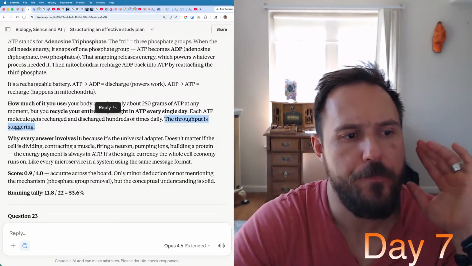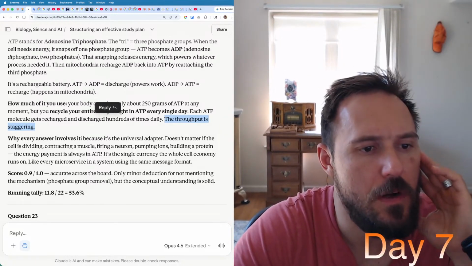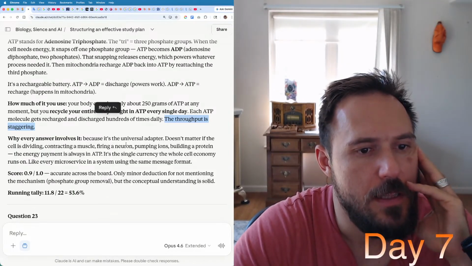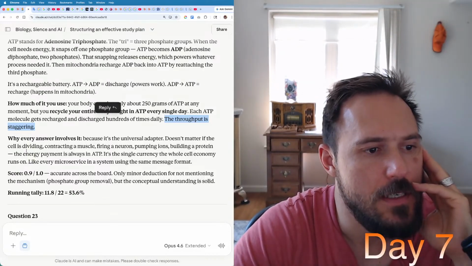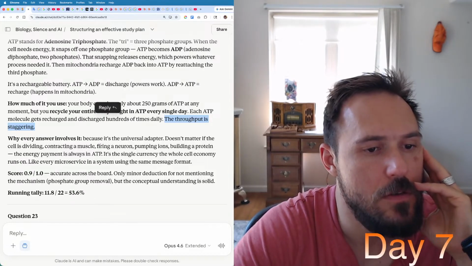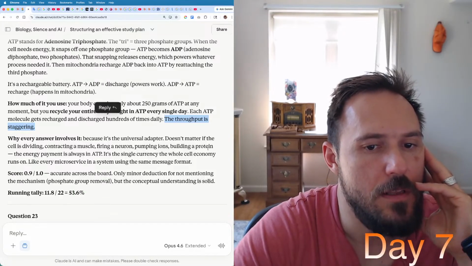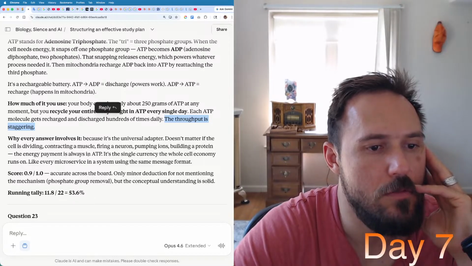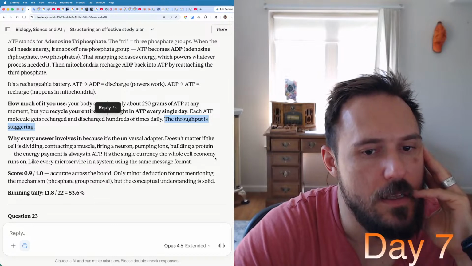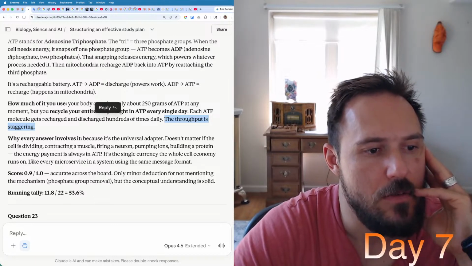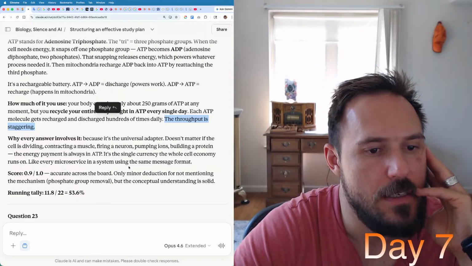Really? Why does every answer involve it? Because it's the universal adapter. Doesn't matter if the cell is dividing, contracting a muscle, firing a neuron, pumping ions, building a protein. The energy payment is always in ATP. It's a single currency the whole cell economy runs on, like every microservice in the system using the same message format.